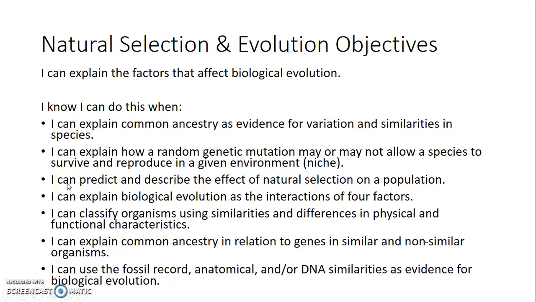Next, I can predict and describe the effect of natural selection on a population. Then I can explain biological evolution as the interactions of 4 factors. I can classify organisms using similarities and differences in physical and functional characteristics. I can explain common ancestry in relation to genes in similar and non-similar organisms. And lastly, I can use the fossil record, anatomical and/or DNA similarities as evidence for biological evolution. So go ahead and record these in your notebook. Again, pause the video, record these in your notebook.